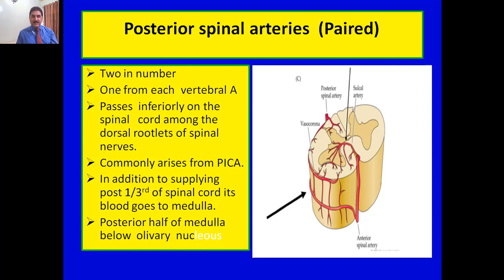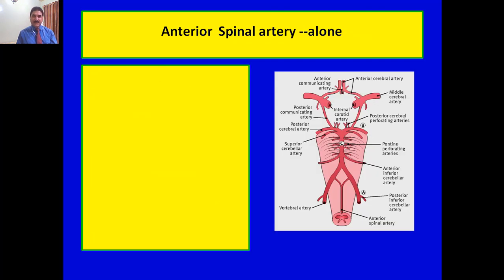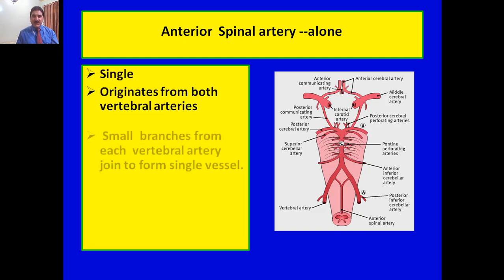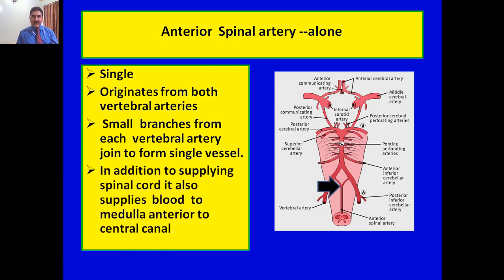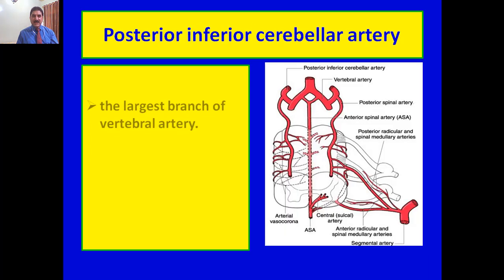The posterior half of the medulla oblongata below the level of the olivary nucleus is supplied by the posterior spinal arteries. The anterior spinal artery, as already said, is a single artery. It originates from both vertebral arteries. At its origin, there is a small branch from each vertebral artery which join to form a single vessel. In addition to supplying the spinal cord, it also supplies blood to the medulla oblongata anterior to the central canal.